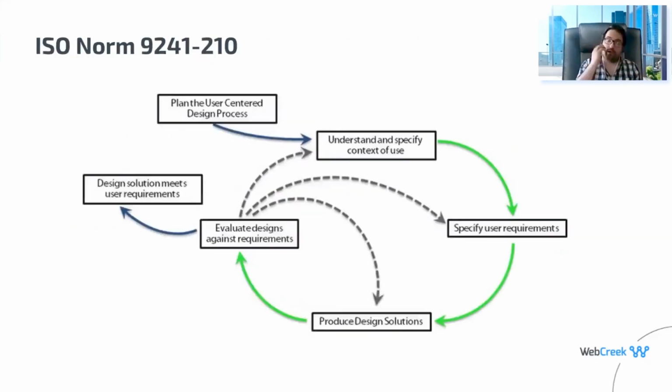So one of the frameworks that is most commonly used out there is the ISO norm, which is pretty similar to the scheme that we've been looking at, right? It's this whole idea about planning, understanding the context of use, specifying user requirements, producing design solutions, evaluating the designs against requirements, and having the decision moment where you think about whether that design solution is meeting the requirements, or if it needs to go back to a design stage, a requirement stage, or a research stage. So this is why the process becomes iterative.